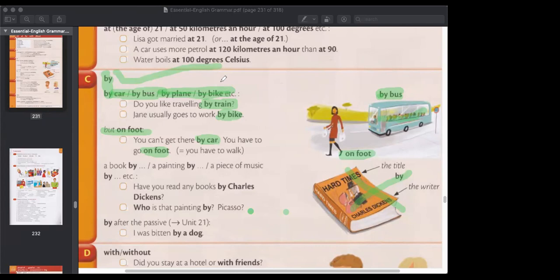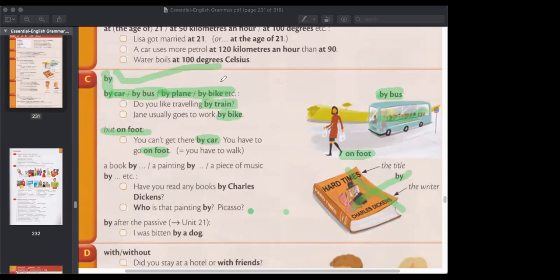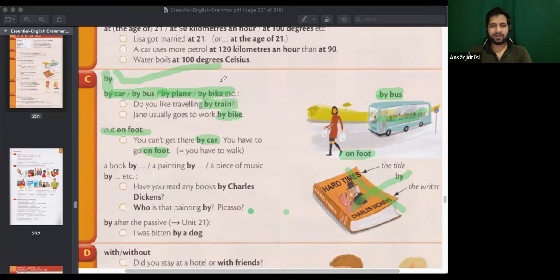They will come by car. I will come by train. Send it by mail. Correct, by mail. Yes, Jai. I will come by car.